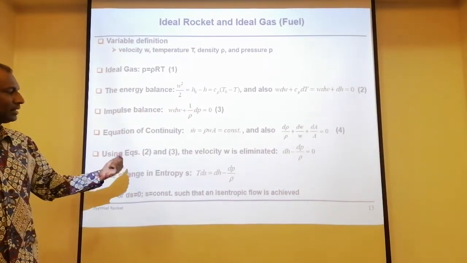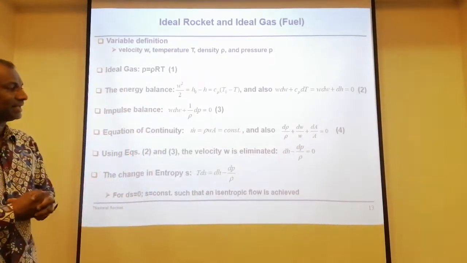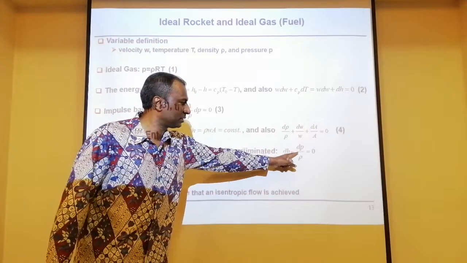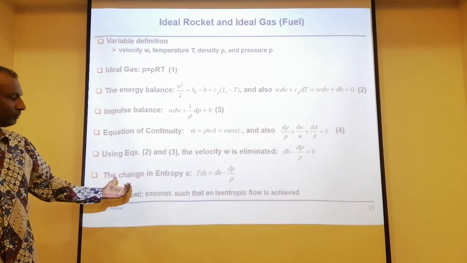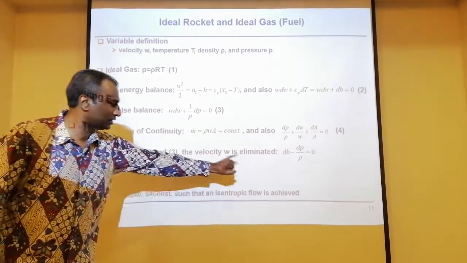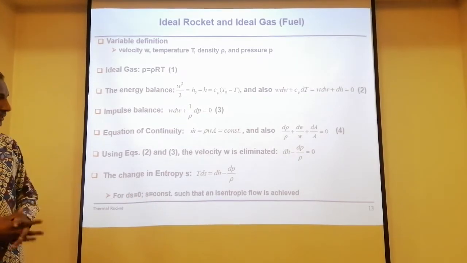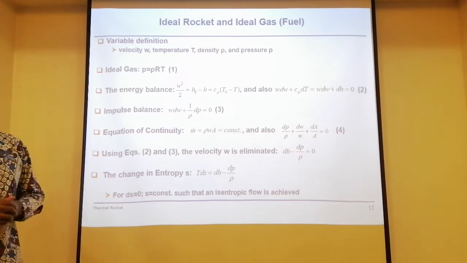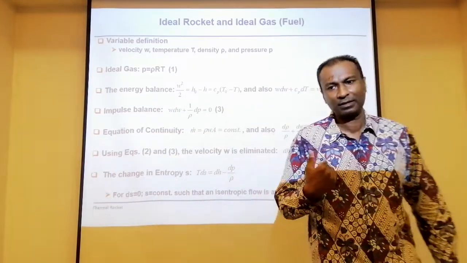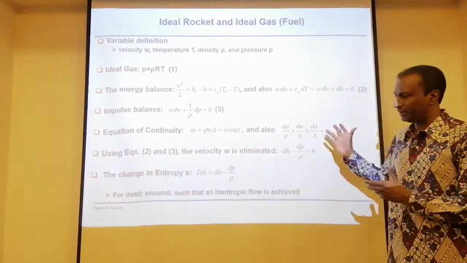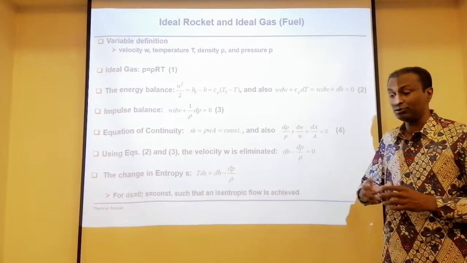Now using equations 2 and 3, I can deduce, with the velocity W eliminated, that I have dH over dP, where P is the pressure, H is enthalpy, and rho, equals 0. Therefore the change of entropy, dS, is equivalent to this formulation. For dS equals 0, practically there's no change. That means you have a constant state such that an isentropic flow is achieved. This is quite typical, in fact, if you have learned gas turbines, this is a very common formulation we use. So we have picked from thermodynamics to apply in this particular chapter in order for us to deduce the actual equations.